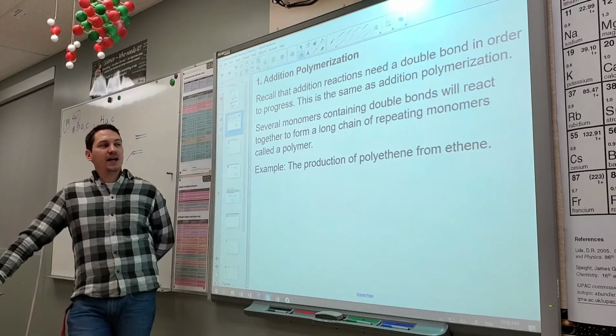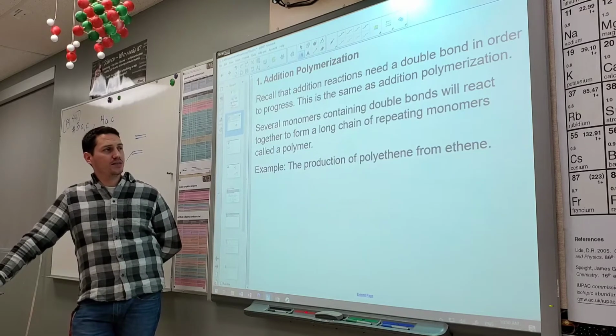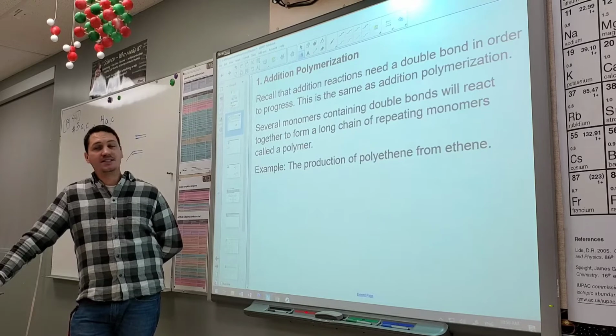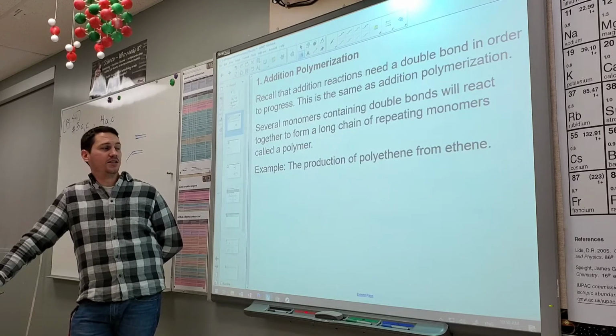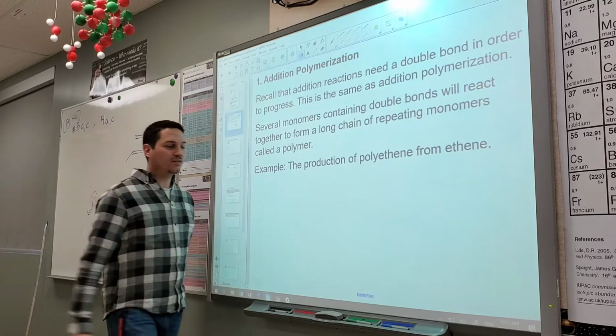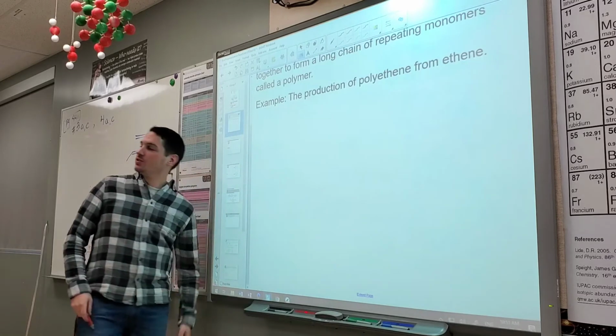Please recall that addition reactions need a double bond in order to progress. This is the same as addition polymerization. Several monomers containing double bonds will react together to form a long chain of repeated monomers called a polymer. The production of polyethylene from ethene. So what does ethene look like?